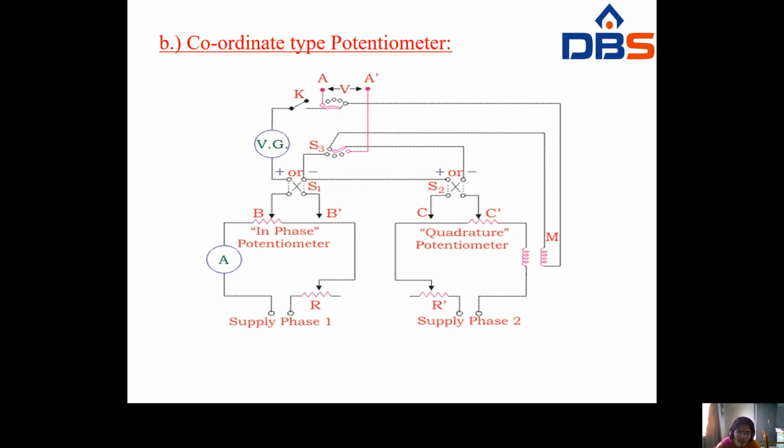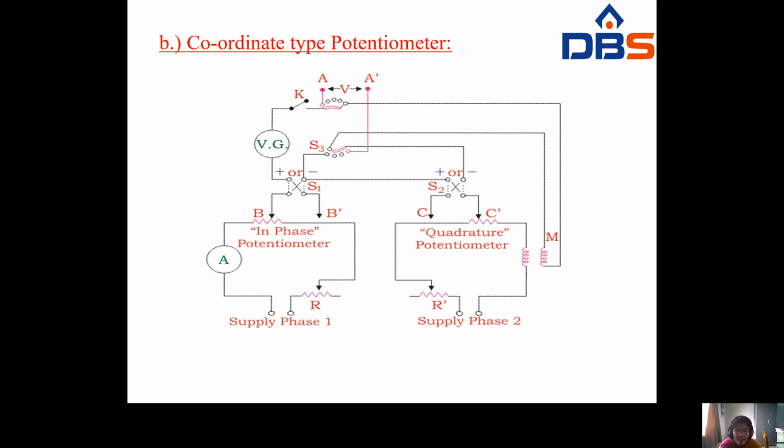For the in-phase potentiometer, you have connected one switch S1, and similarly for the quadrature potentiometer, you have to connect the switch S2. And here you have to connect the vibration galvanometer, and here one switch. The coordinate type potentiometer is also called the Galt-Tinsley potentiometer. That is the other name for the coordinate type potentiometer.